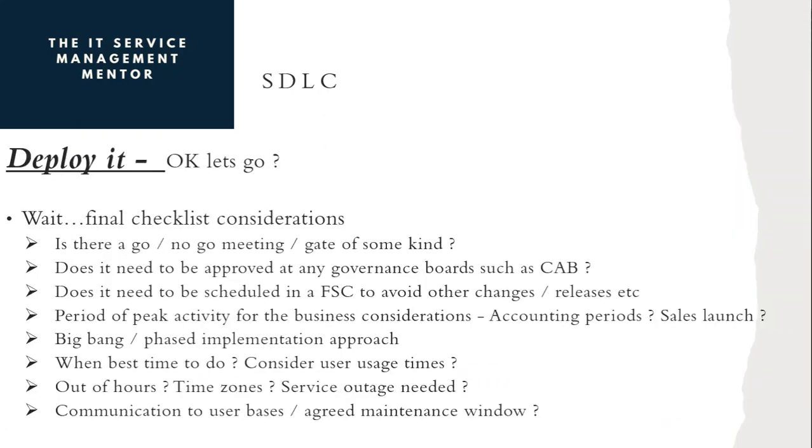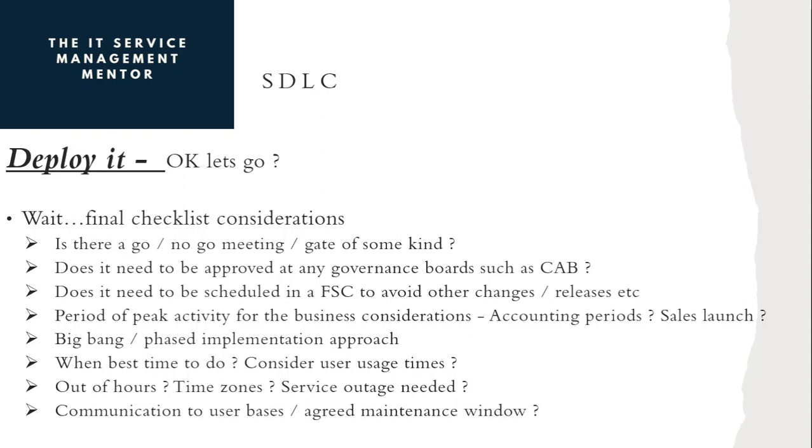And then, okay, you're now at the deploy it stage. So let's go. Whoa, wait, just a final checklist. Let's just be clear. Is there a go or no-go meeting required? Some kind of gate maybe? Does it need to be approved by any kind of governance boards you might have in place? Change advisory board, CAB.